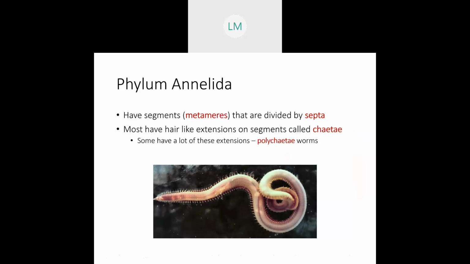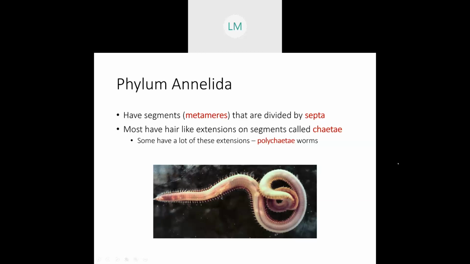So all of these worms have segments. So you can see on this worm here, these lines down the body. So those are all the septa that are dividing up these segments called metameres. So they all have these segments. And then most of them have little hairs coming off of their bodies called chaetae. So these little hairs coming off these worms here. If you have a lot of these extensions as a segmented worm, you are called a polychaete worm. So poly meaning many, and then this is just talking about those hairs. So polychaete worms have lots of little hairs coming off the side.